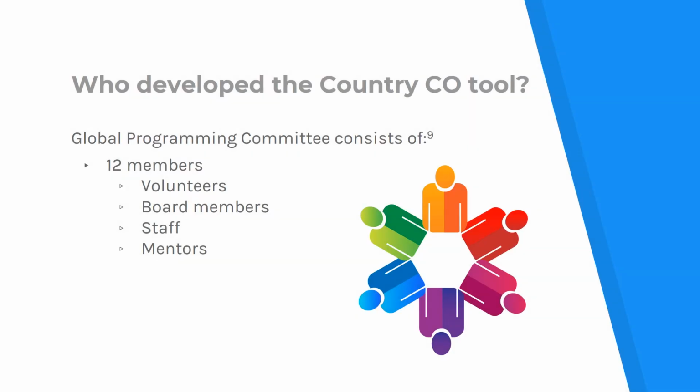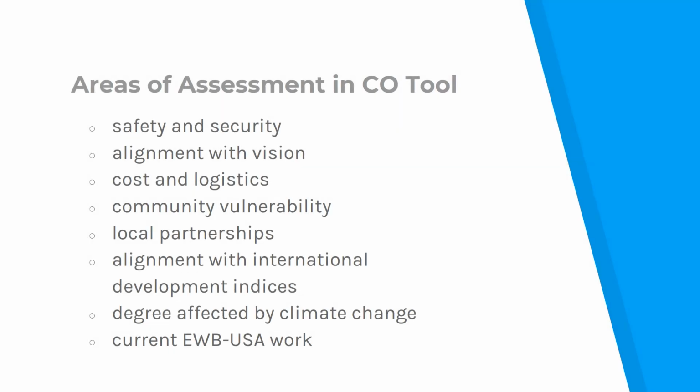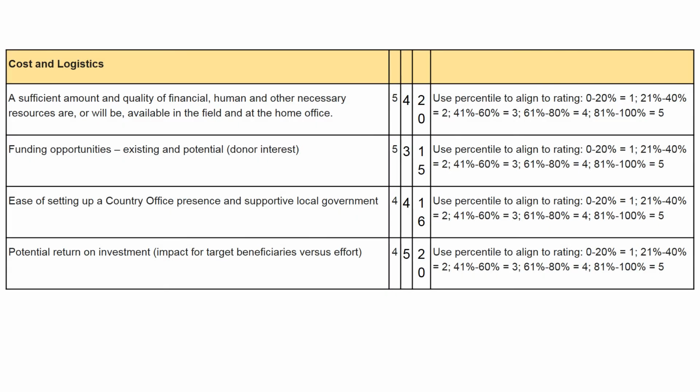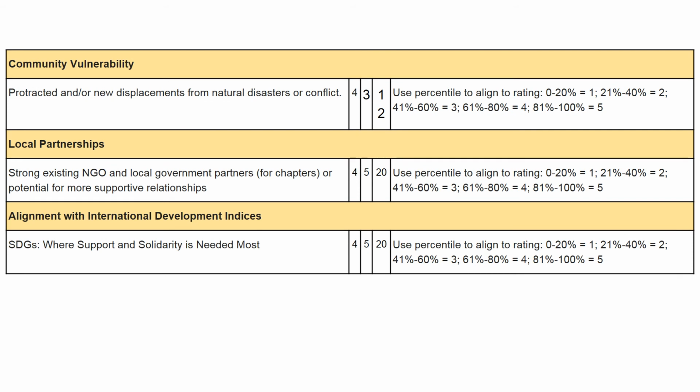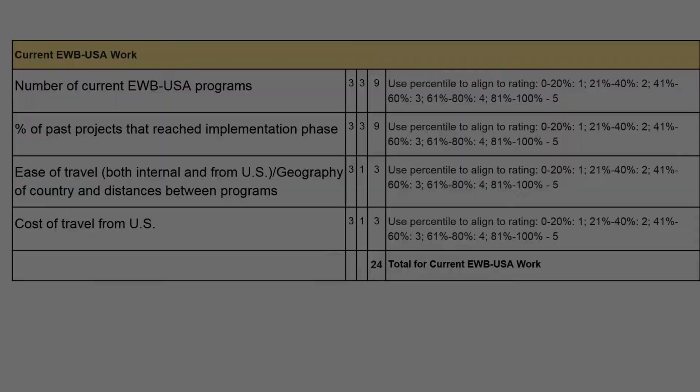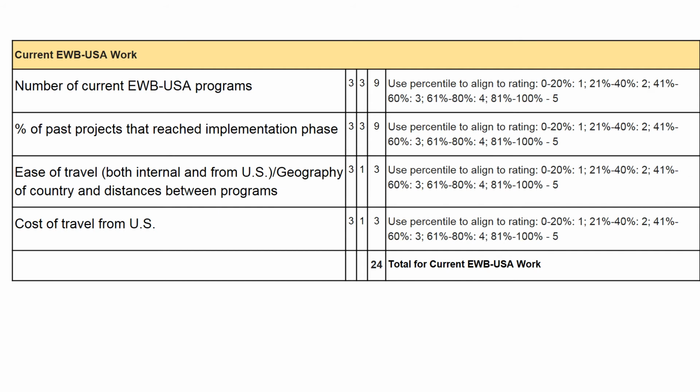Who developed the country office scoring tool? There were 12 members of the committee that developed this tool, consisting of volunteers, board members, staff, and mentors, all working together to make this tool effective. The country office scoring tool evaluates 8 main areas of assessment: safety and security, cost and logistics, community vulnerability, local partnerships, alignment with international development indices, degree affected by climate change, and finally, current EWB-USA work.